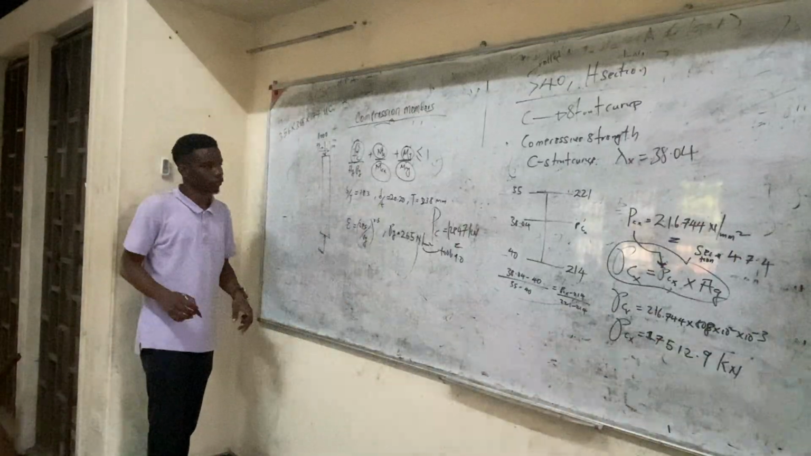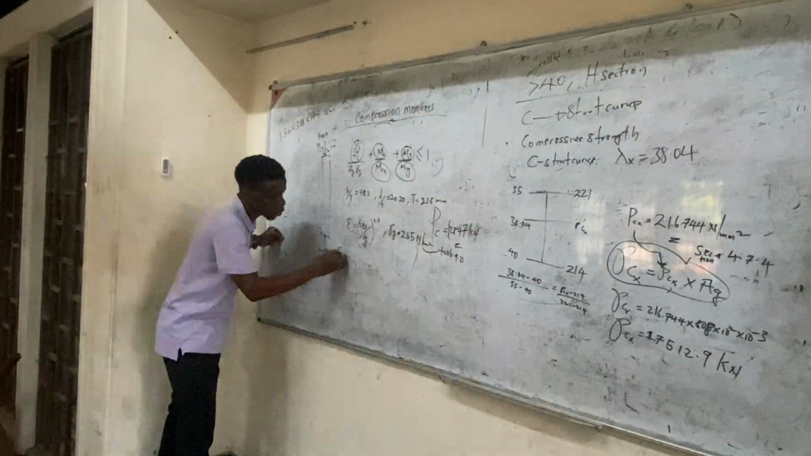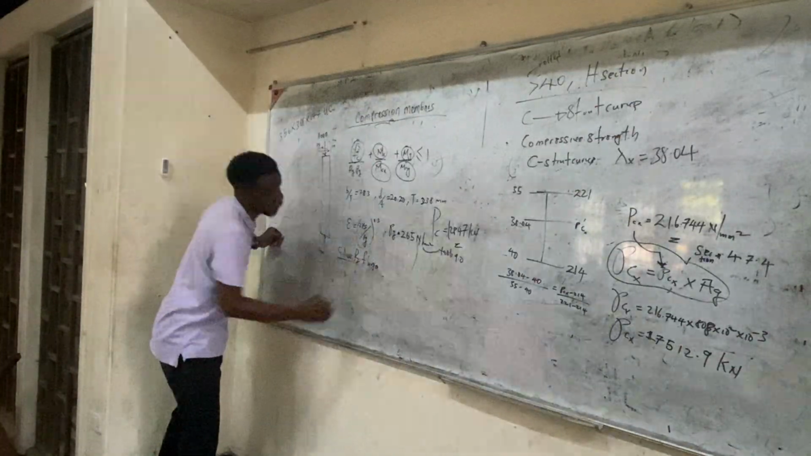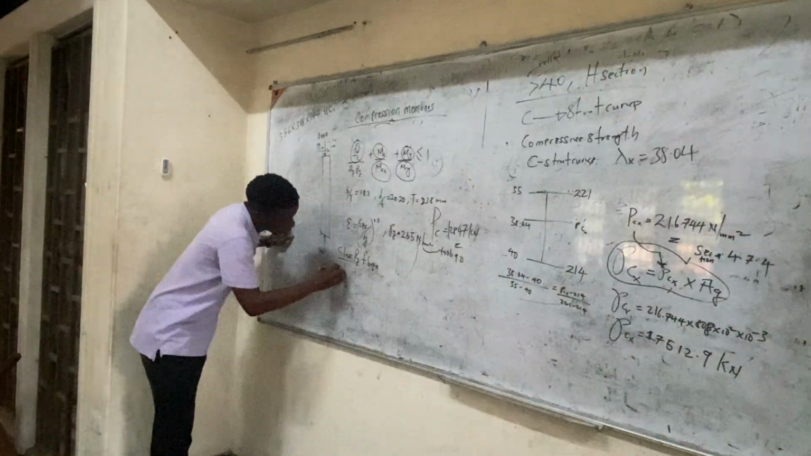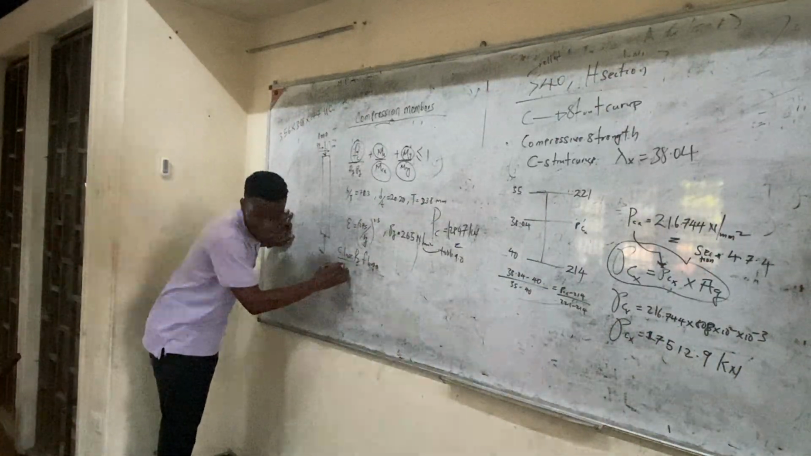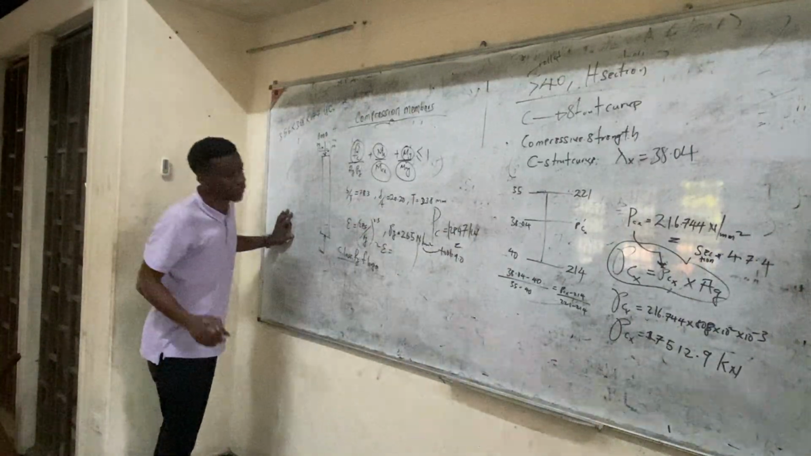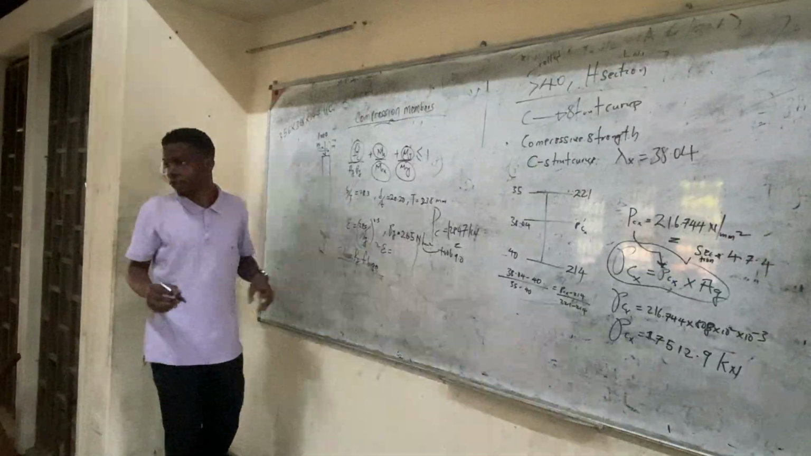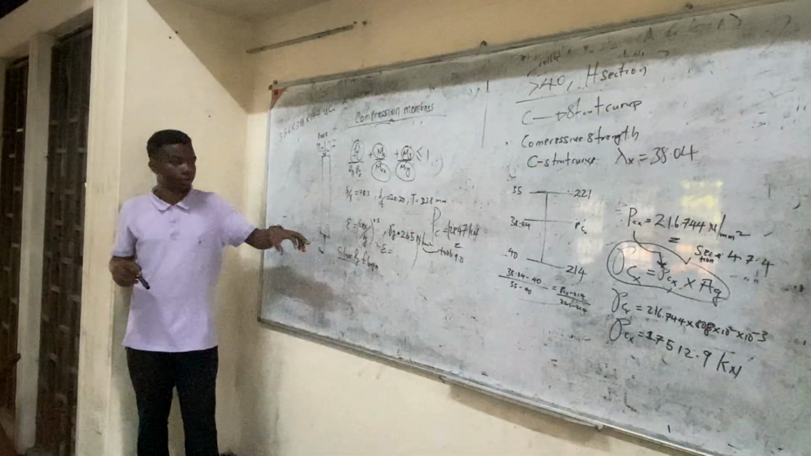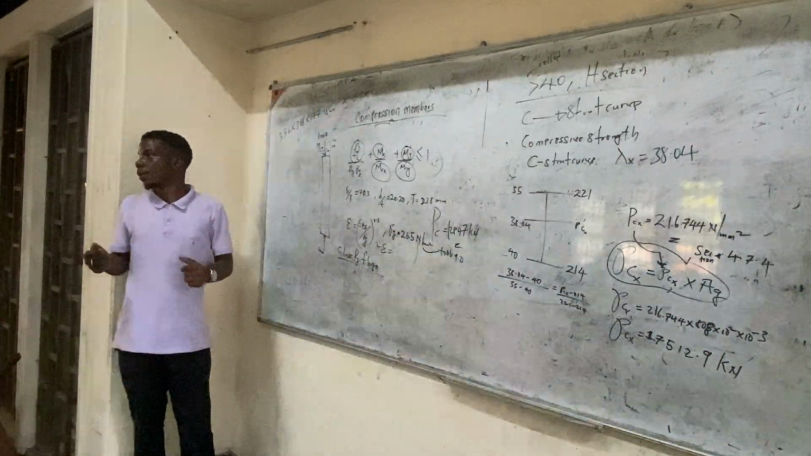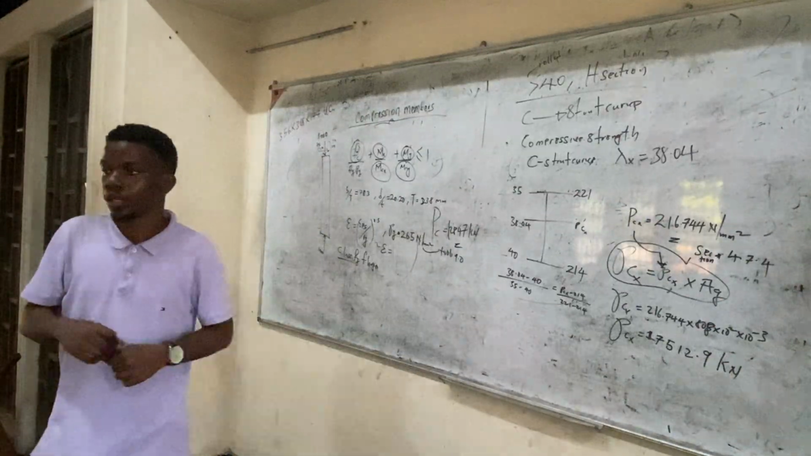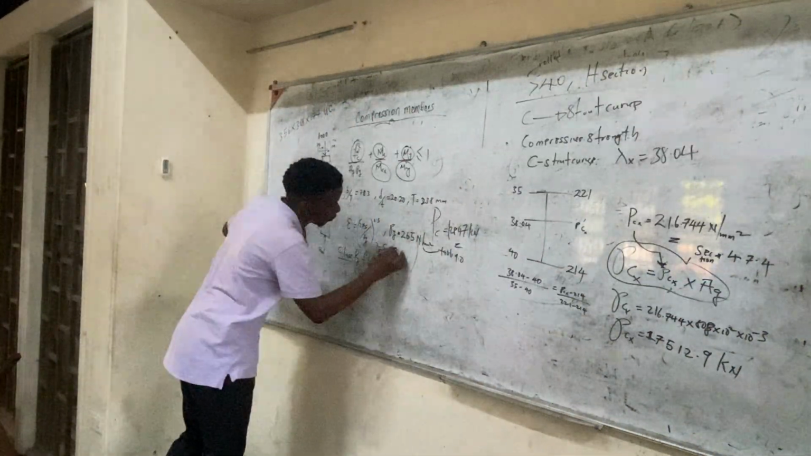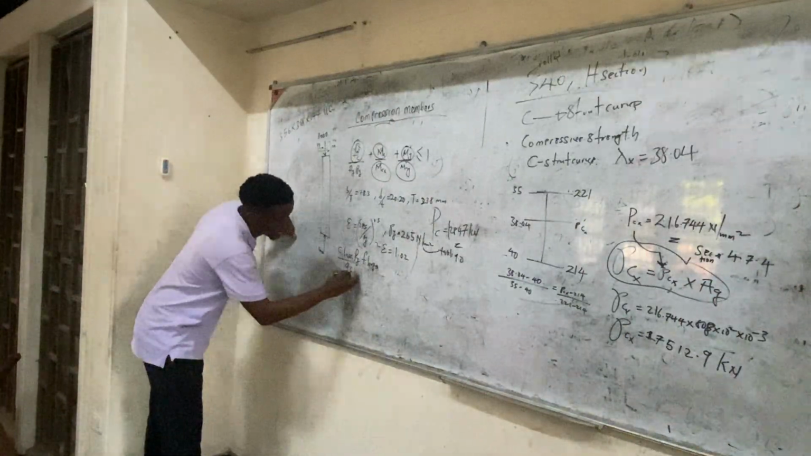So now, let's start with class 1. Let's check if it fits in class 1. Now we're classifying the flange. Class 1 is 9 epsilon, right? But what is epsilon? I think approximately epsilon is 1.02. Are you sure? So 9 epsilon is what?